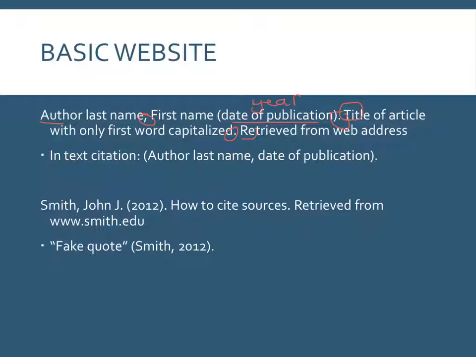Period. Retrieved from with a capital R, you actually have to write that, and then you can copy and paste the web address, but you can just do the basic web address. You don't need to do it if it's very long. If there are numbers in there, you can do the abbreviated version.